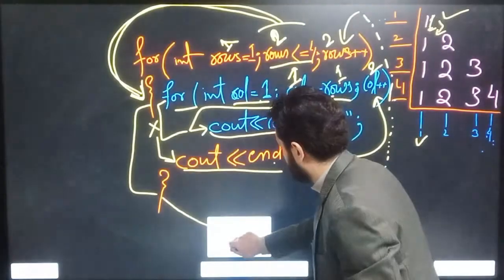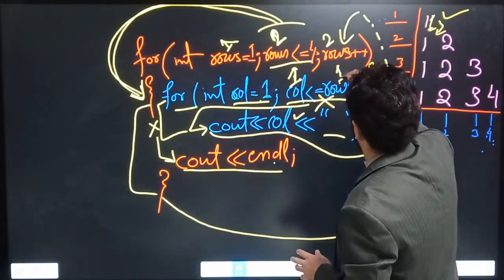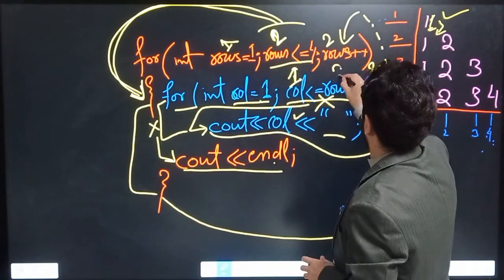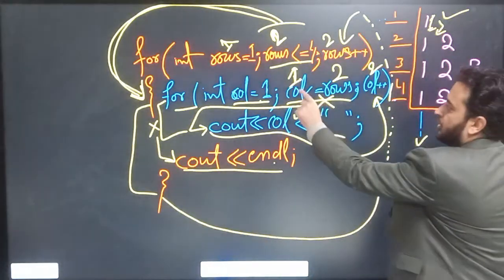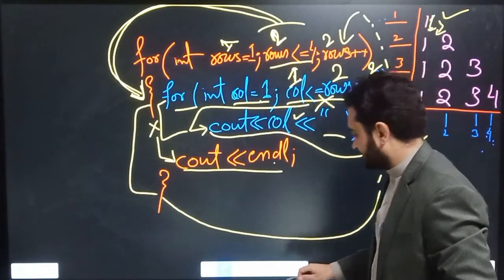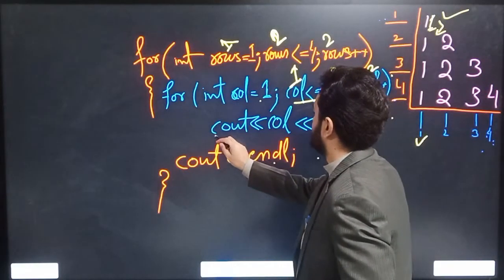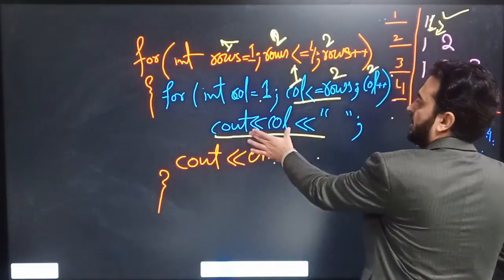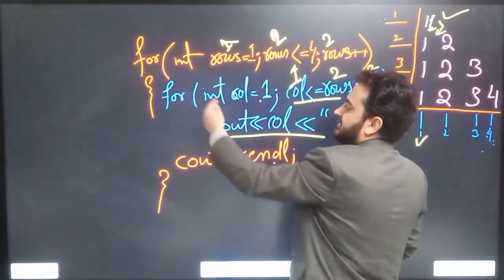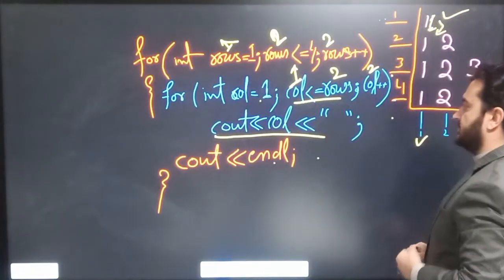So delete this 1 and write it. Rows is equal to 2. Okay, so 1 is less than or equal to rows, which means 2. Yes, 1 is less than or equal to 2. So this cout will be executed as the cout is the body of the inner loop. So we can also say that this is a single line for statement.